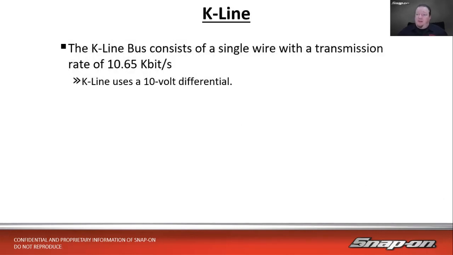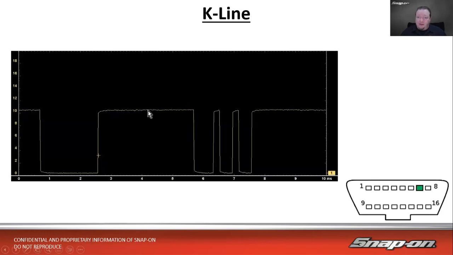Then there's K-line. K-line consists of a single wire with a transmission rate of around 10 kilobits per second as well. So that's going to be very similar to your J1850. And in this case, it uses a 10-volt differential. So here's a K-line here. And this is actually off of my Subaru.